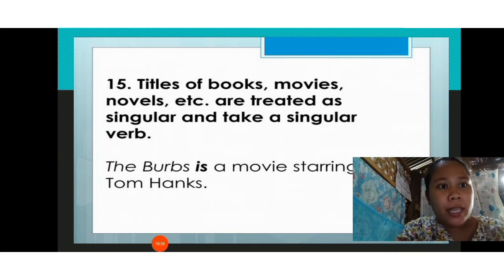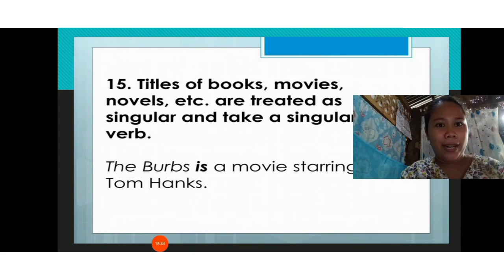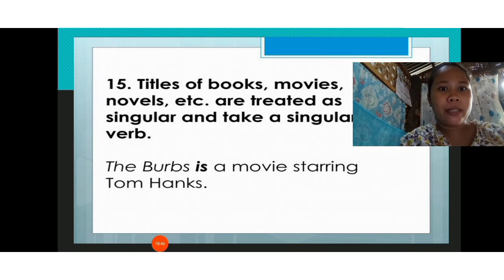Number 15. Titles of books, movies, novels, etc. are treated as singular and take a singular verb. For example, The Verdict is a movie starring Tom Hanks. So remember, titles of books and movies take a singular form of the verb, even though it may look plural. It's the title of a movie, so it takes a singular form of the verb.